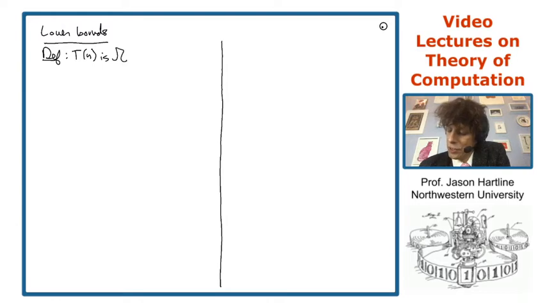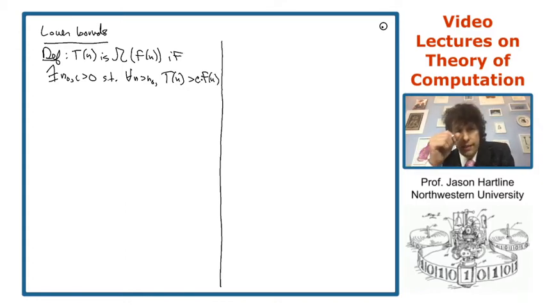We'll say T of n is big omega of f of n if there exist positive constants C and n naught such that for all values of n that are at least n naught, T of n is at least C times f of n.